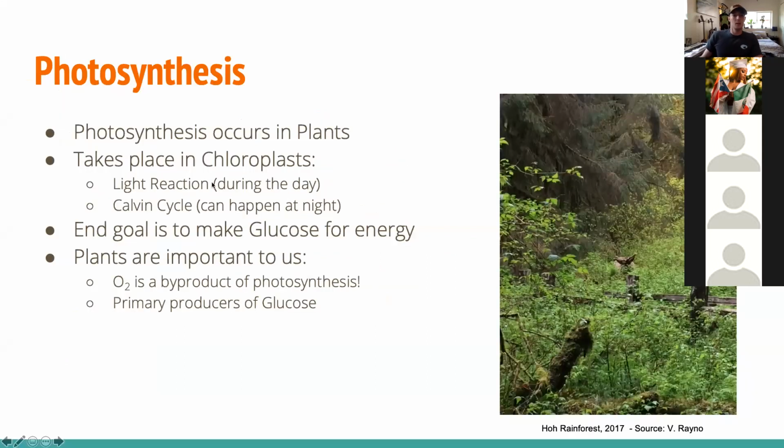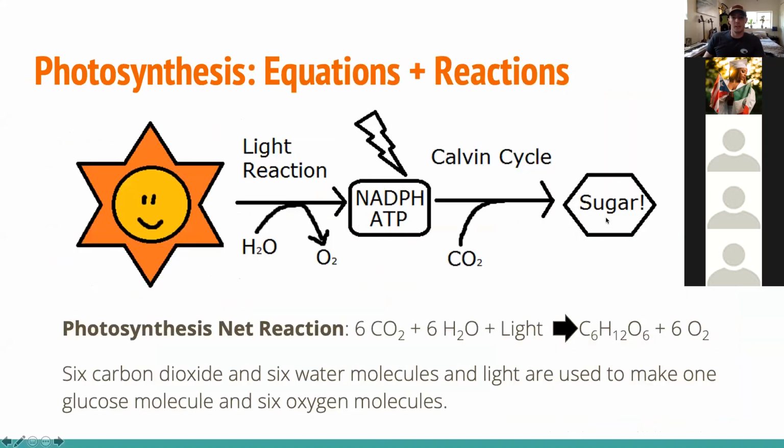All right, there we go. So the end goal of photosynthesis is to make glucose. And plants are super important to us, mostly because they generate oxygen. You know, everybody knows that. Additionally, they are the primary producers of glucose, which is hugely important for trophic food webs and energy transfer through food chains. Here is the reaction of photosynthesis. So it is a mixture of carbon dioxide and water and light create glucose and oxygen.